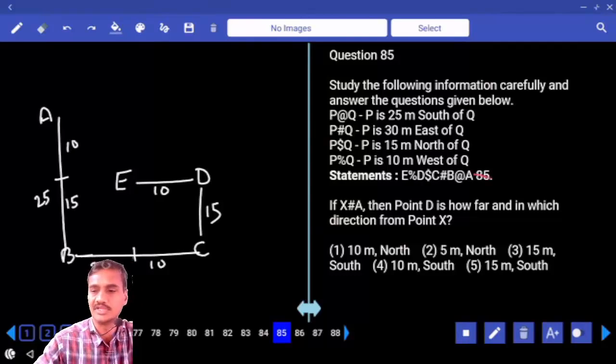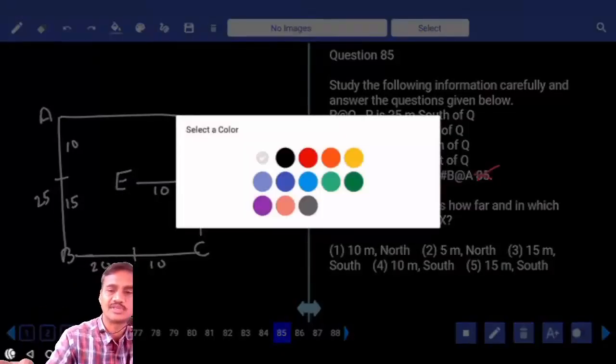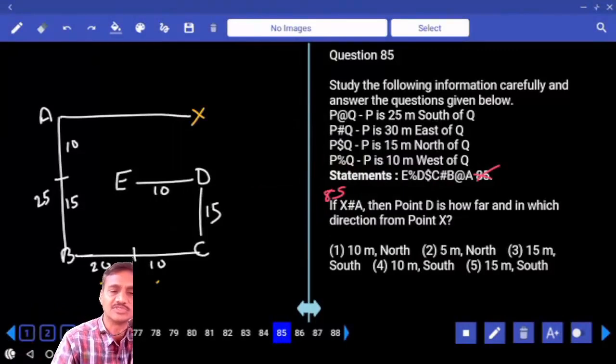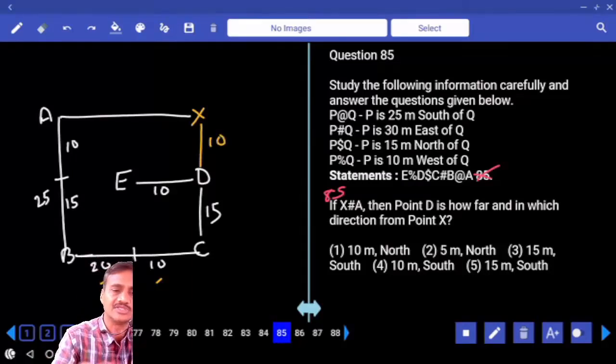Now this is not 85, this is question number 85. Then if X hash A, hash stands for what? If X is to the east of A, then from D, how far is it in which direction from X? East means what is the distance we have? 30. Now from here X is 30 meters. D and C were in the vertical straight line. Now the distance between D and X is equivalent to this one, that is 10 meters. And D is which direction from X? D is south, 10 meters south, choice 4, 85.